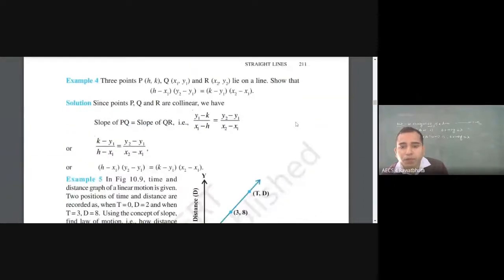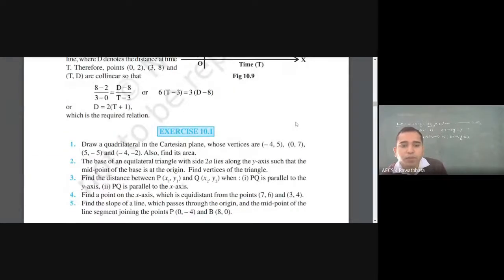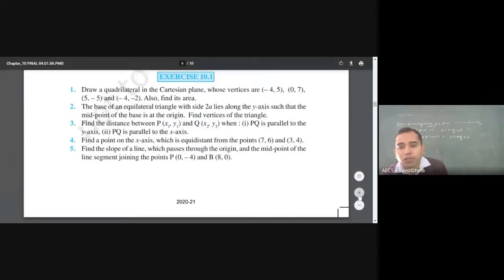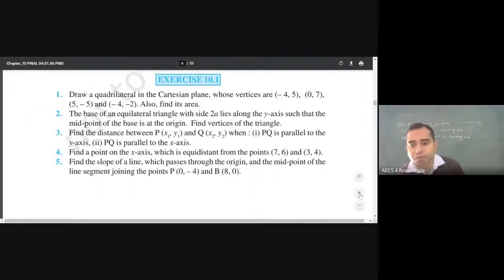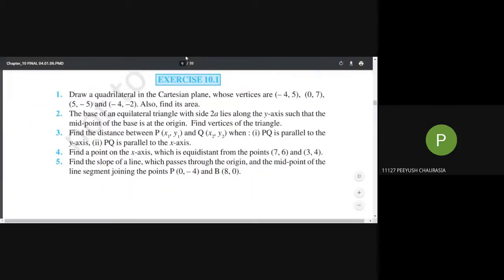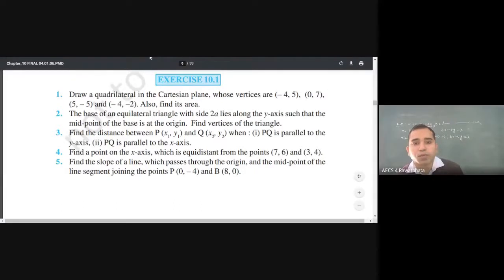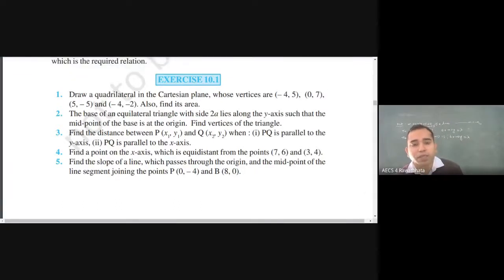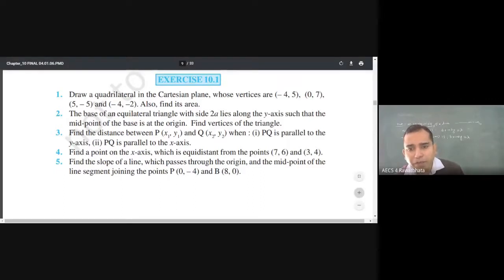Where is 10.1? This is 10.1. Is it visible to you, students? Yes, sir. So all the students, you have a look at the 10.1 exercise. Exercise 10.1 is simply a revision of the things which you have studied in previous classes.